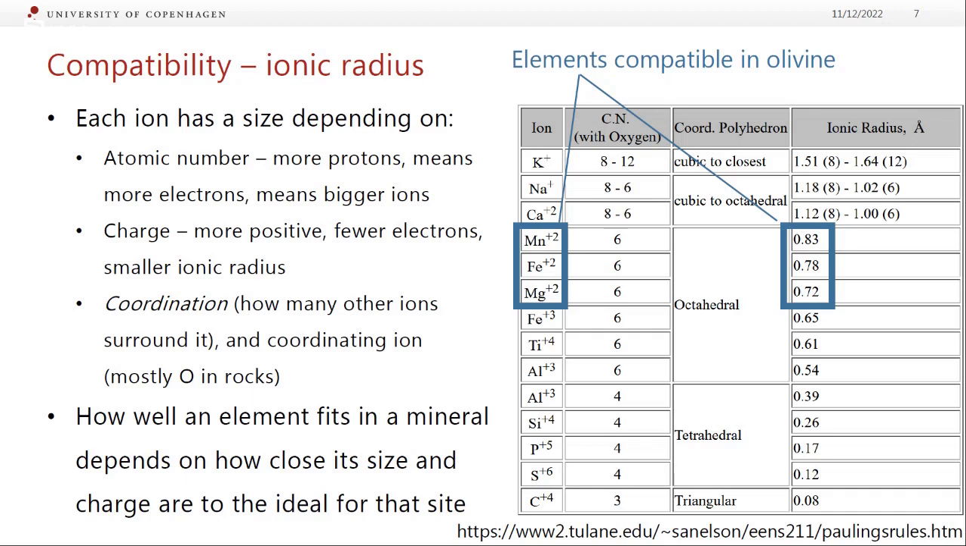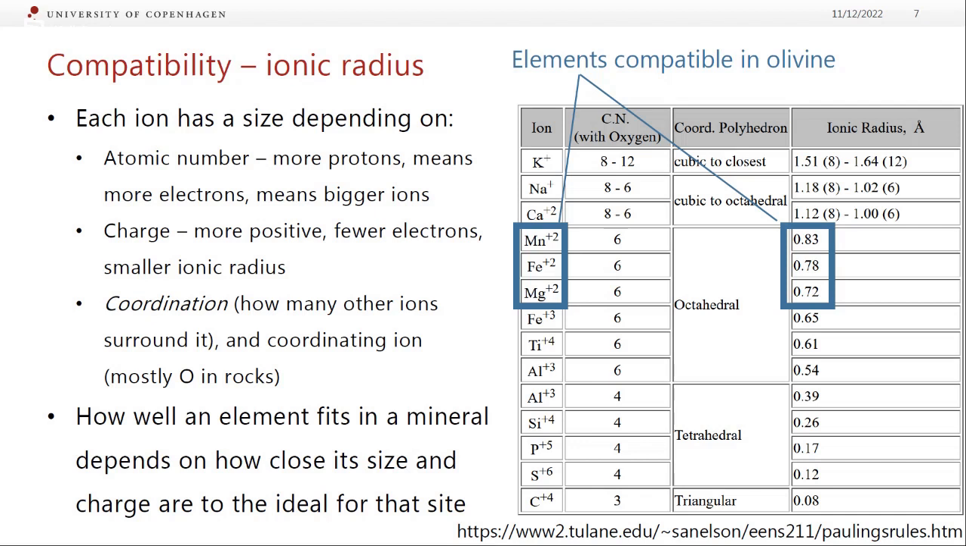Magnesium's perfect, 0.72, great. Iron's a tiny bit bigger, but it still fits pretty well. Manganese is a tiny bit bigger, but it still fits pretty well. If we look at some of these other ions, like potassium here, it has a very, very large ionic radius. It's also only got a charge of +1, so potassium does not fit well in olivine. It's too big, and it's the wrong charge.